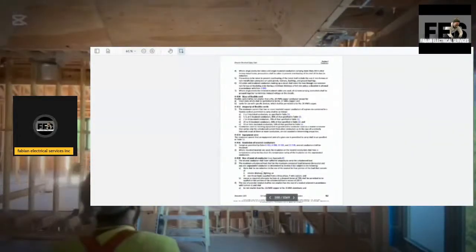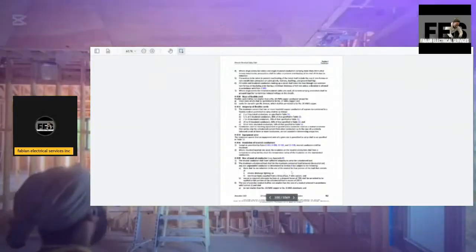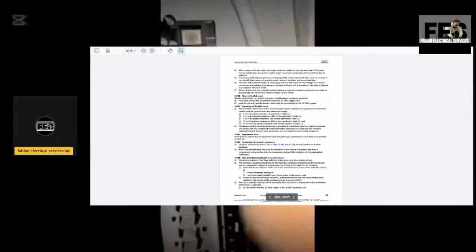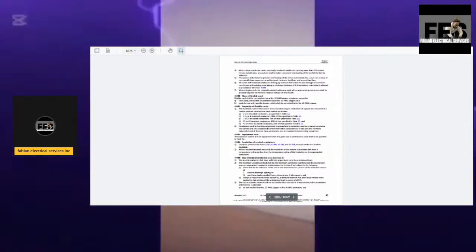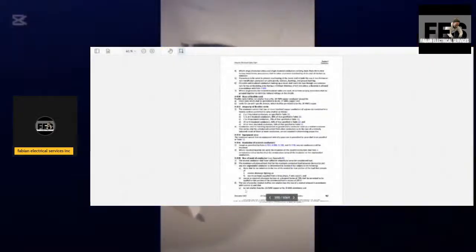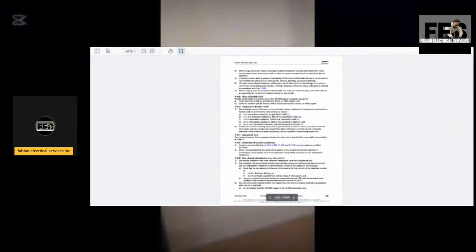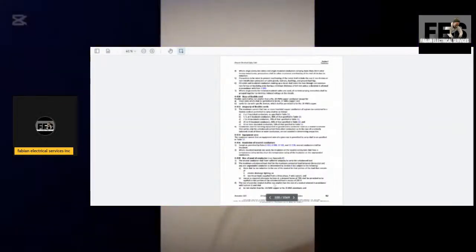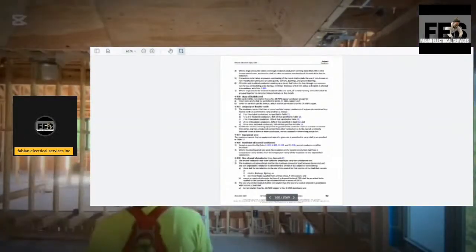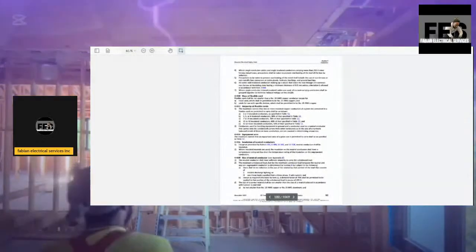There shall be no reduction in the size of the neutral for that portion of the load that consists of electric discharge lighting or nonlinear load supplied from a three-phase four-wire system, and except as required otherwise by item A, a demand factor of 70% shall be permitted to be applied to the portion of the unbalanced load in excess of 200 amps, and the unbalanced load is simply the neutral that we're talking about.